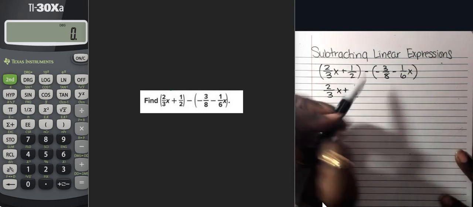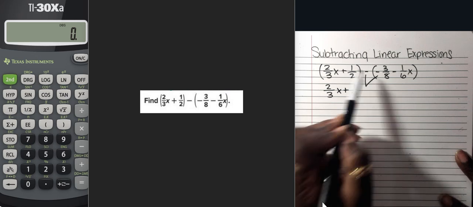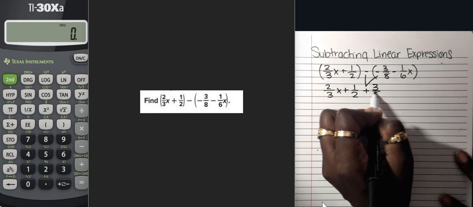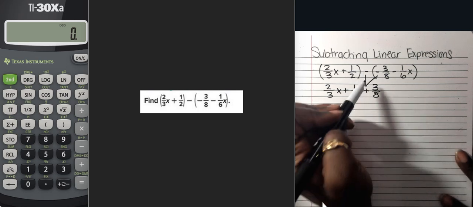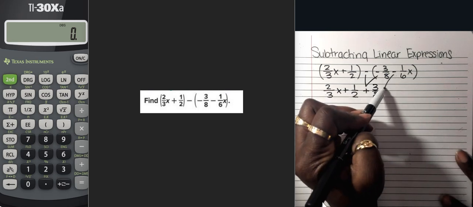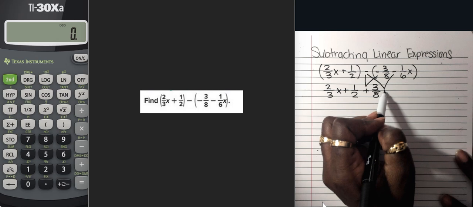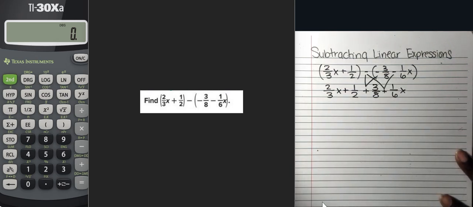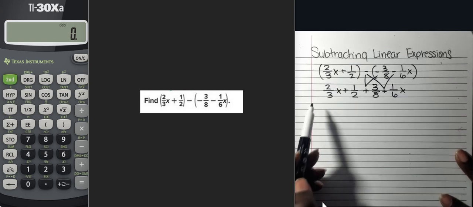Okay. And then over here we have a double negative, right? So we know a negative times a negative becomes a positive, and then we'll have a 3/8. And then here we have a negative times a negative. That again gives us a positive 1/6 x. Okay, so we've taken everything out of the parentheses. We've taken care of those double signs. And so this is what we're left with.